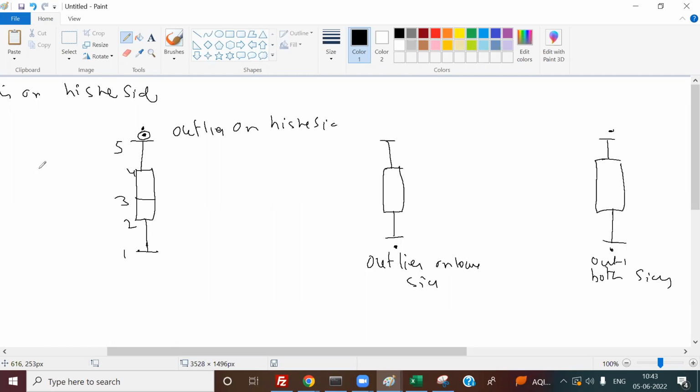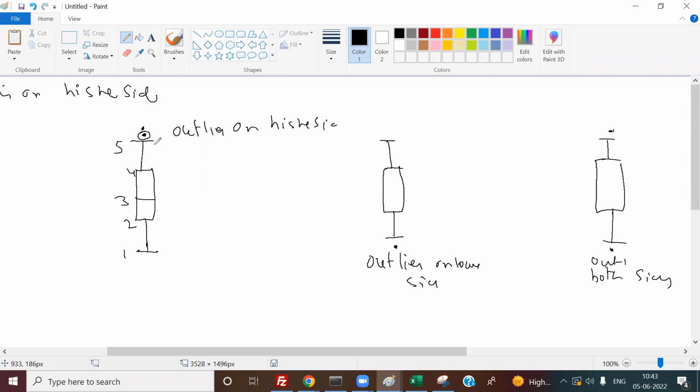Is it dependent on standard deviation? No. The standard deviation will have a role, but not. Okay, any other question? Is any question coming to your mind? I'm waiting for one question to be asked.